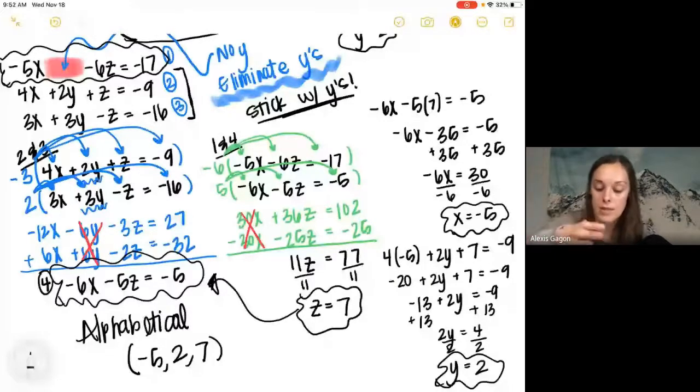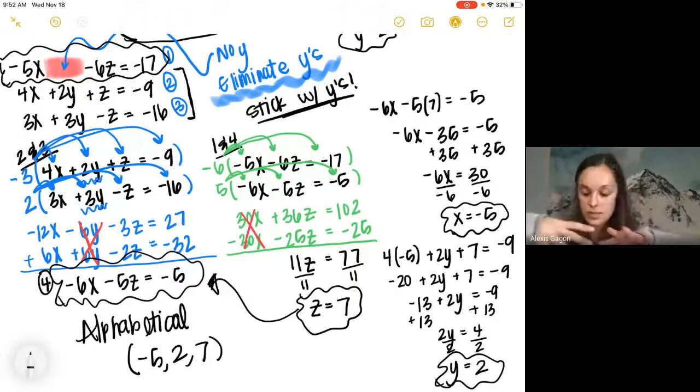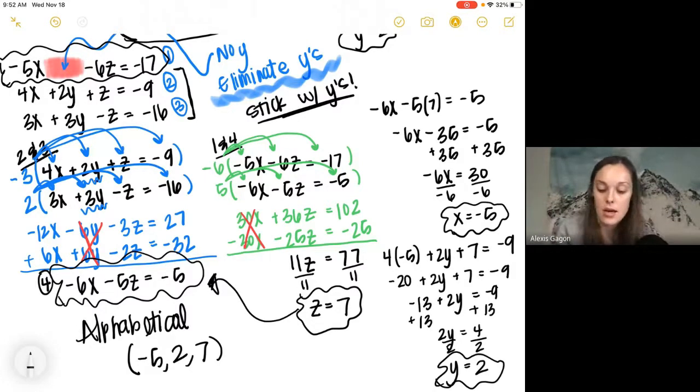Okay, that's all I have for you guys. Please don't use Photomath on this. As you're going through these, if you get decimals, you did something wrong, you need to go back and try to fix it or see where you made a mistake. Okay.